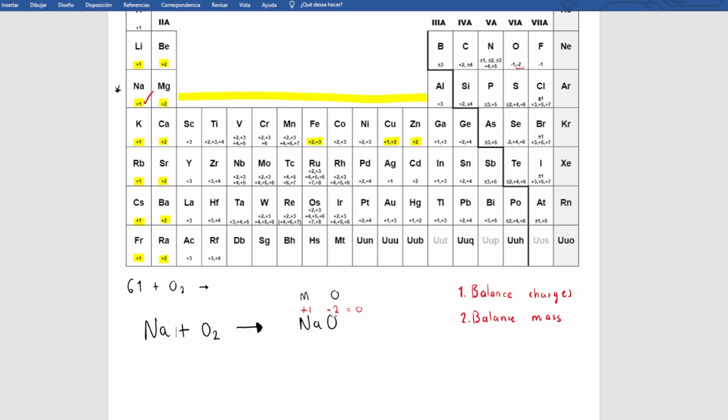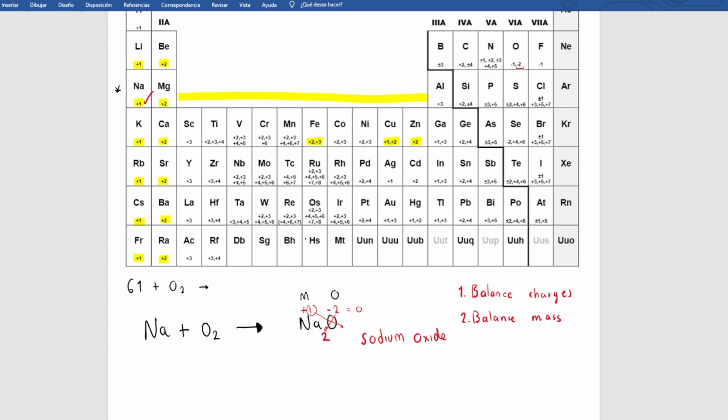Another thing that we can do is try to do a cross here. You can see that this is a 2, so you put the 2 here. And here we have a 1, and you can put the 1 here. But it's not actually necessary to put the number 1 because it's obvious that we have one atom of oxygen here. So all you can do is just leave the 2 there, and this is going to be the final formula, Na2O. And the name is very simple. We say first the name of the cation, in this case sodium, followed by oxide.